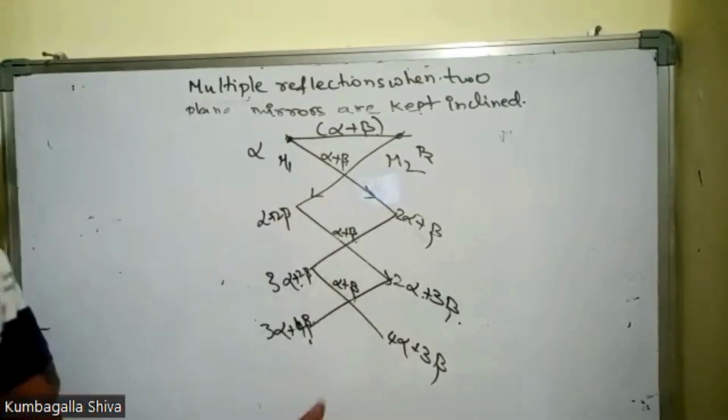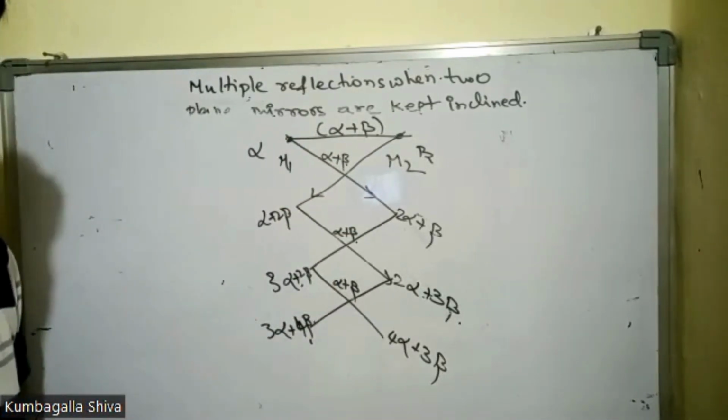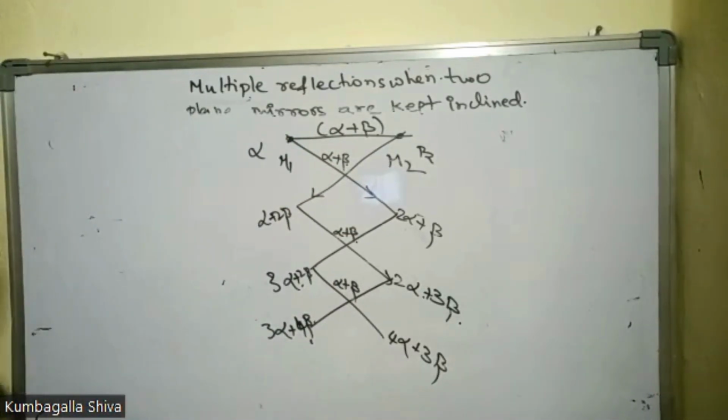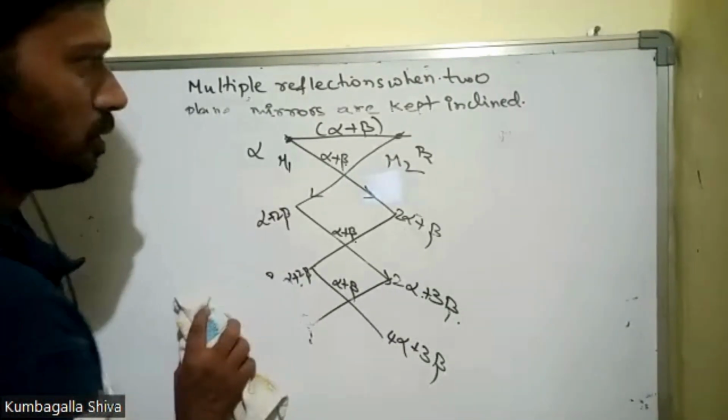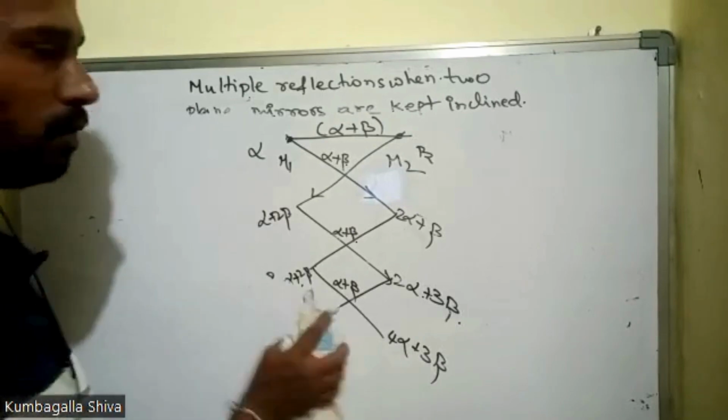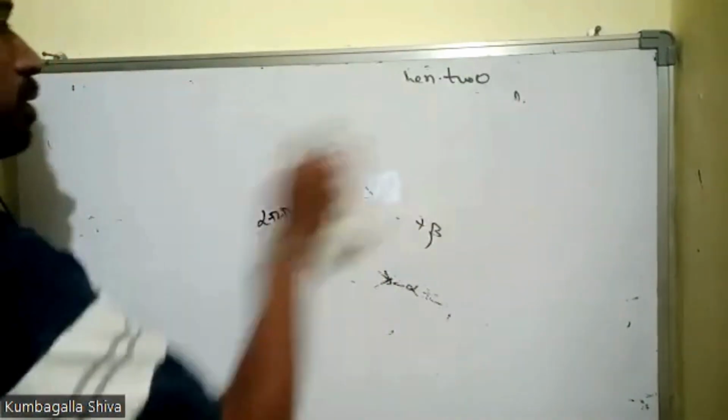So you can choose this method and you won't get any confusion, right? Okay, now, am I clear with this? Now, based on this, we'll go to the reflections.